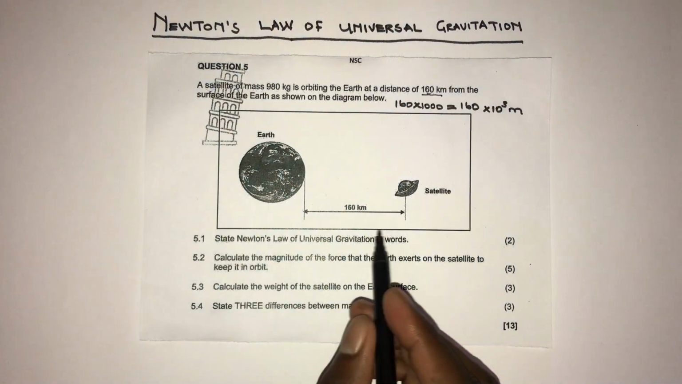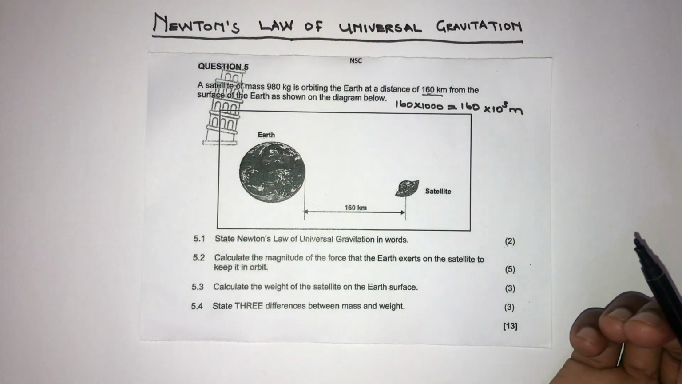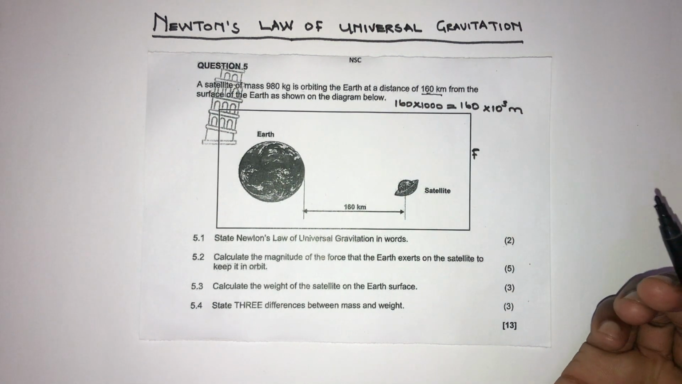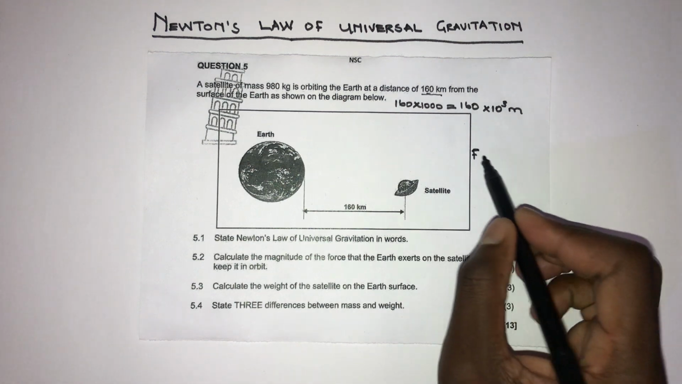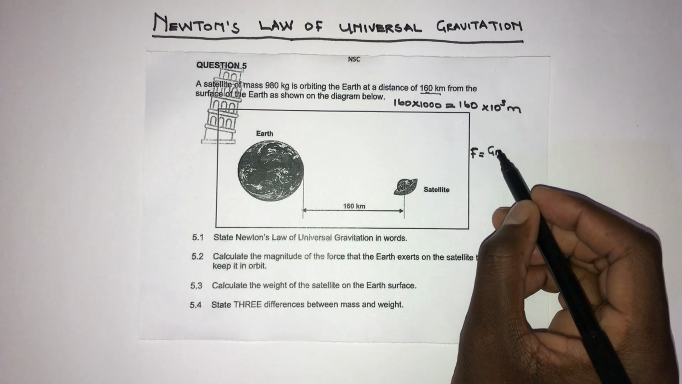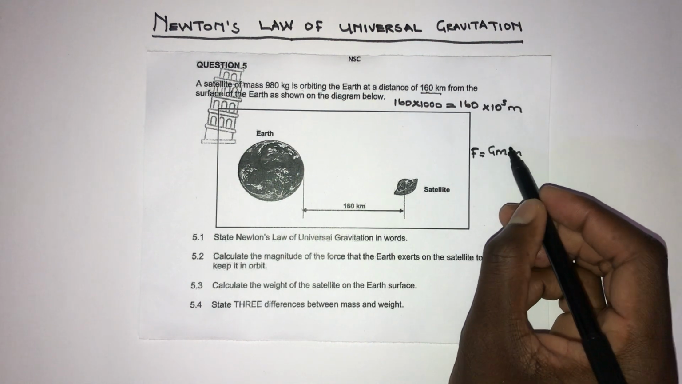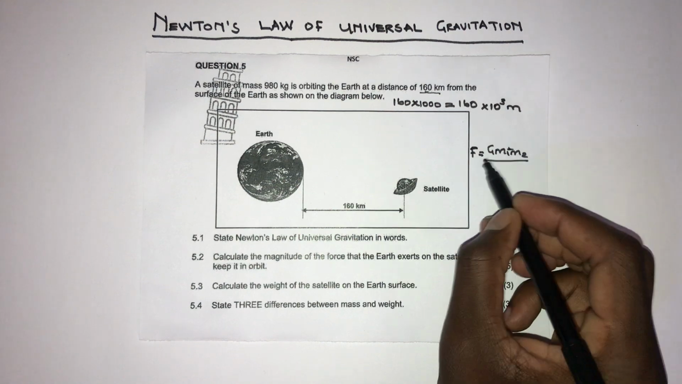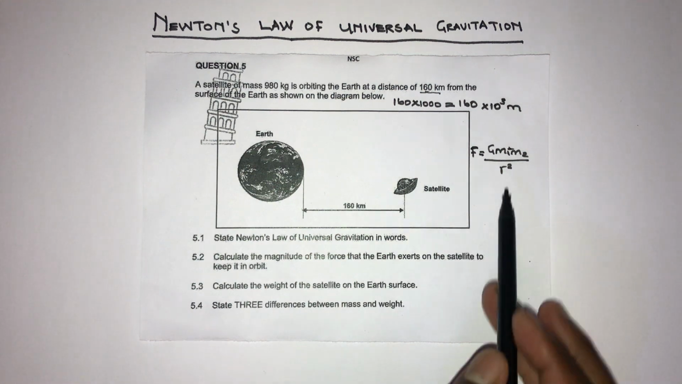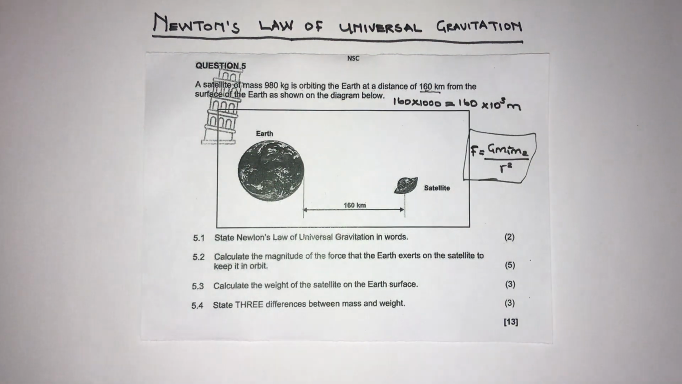So according to Newton's law of universal gravitation, every particle in the universe attracts every other particle with a gravitational force that is directly proportional to the product of the masses and inversely proportional to the square of the distance between their centers. So according to Newton's law of universal gravitation, this is the formula we're talking about. So let's just go straight to 5.2.